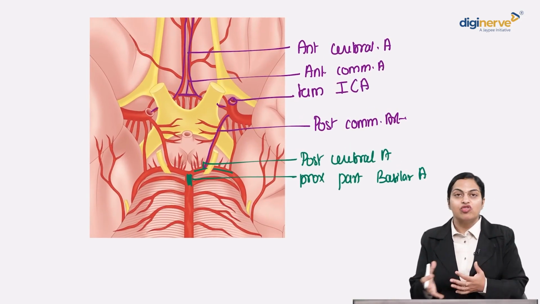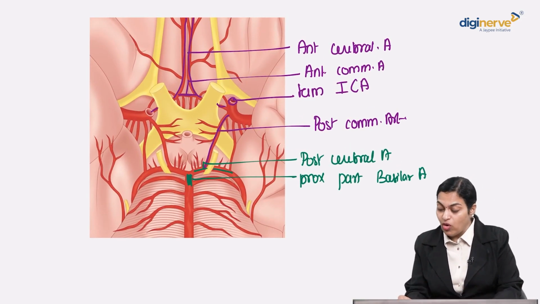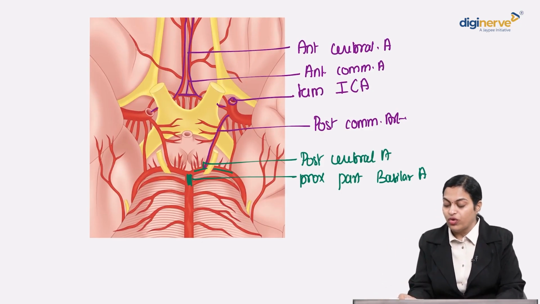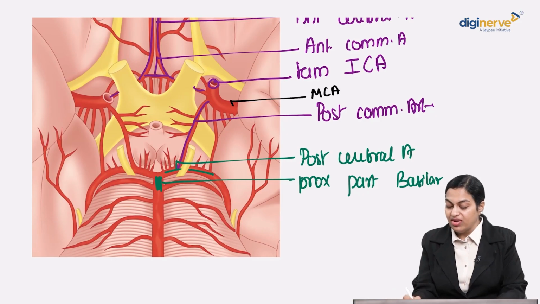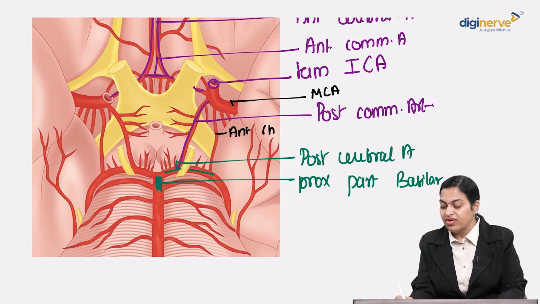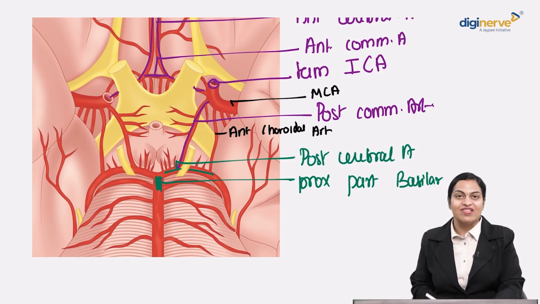So which branch of internal carotid is not contributing to circle of Willis? I'll show it in black color. The middle cerebral artery. And here, this was the anterior choroidal artery, right? They do not contribute to the circle of Willis.